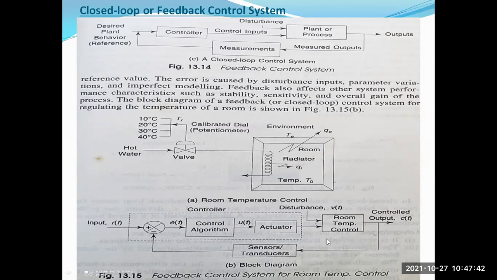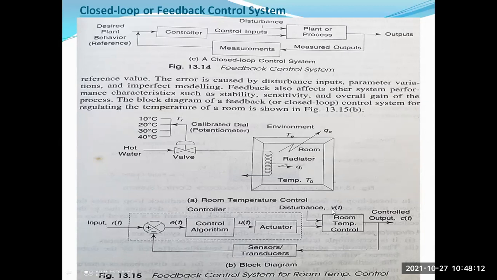This type of question also comes in your exams. The question is like: discuss the open loop control system action with one example, or sometimes discuss the closed loop or feedback control system with a desired example. At that time you have to draw the block diagram as well as give the examples.